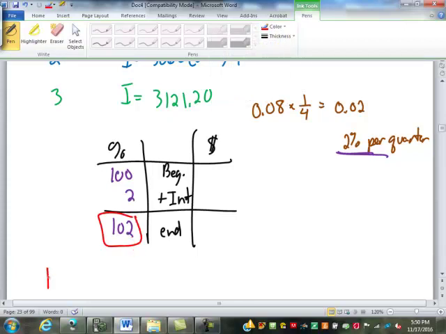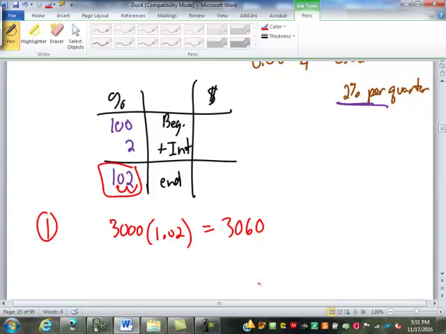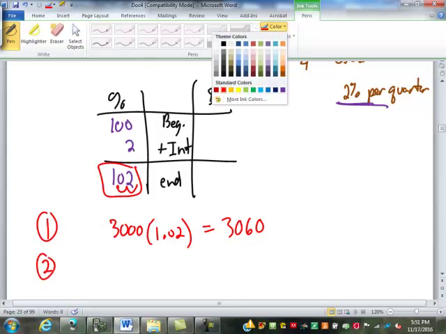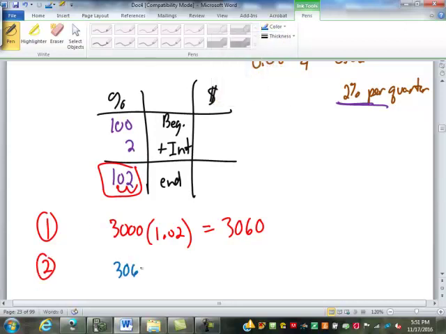So what that means is for quarter one, we could start out with the $3,000 and just multiply by 1.02. Where'd 1.02 come from? 102% as a decimal, I moved the decimal point over, makes it 1.02. That would give me $3,060. Quarter two, I could start out with my 3,060 and once again multiply by 1.02. That would give me $3,121.20.